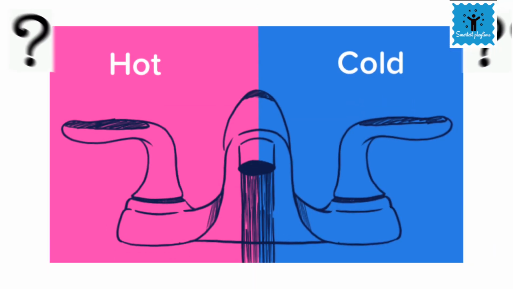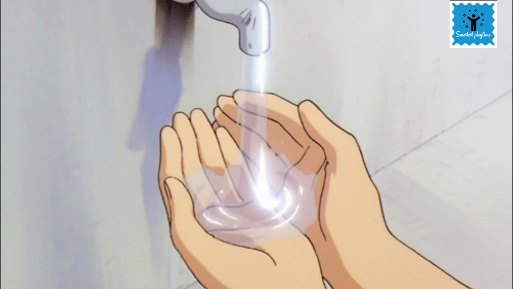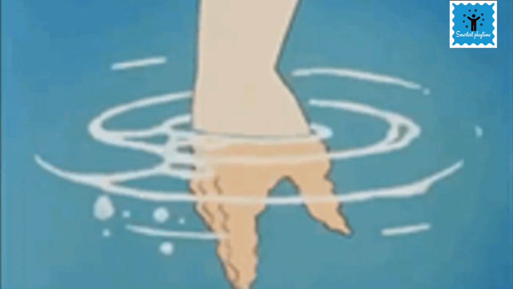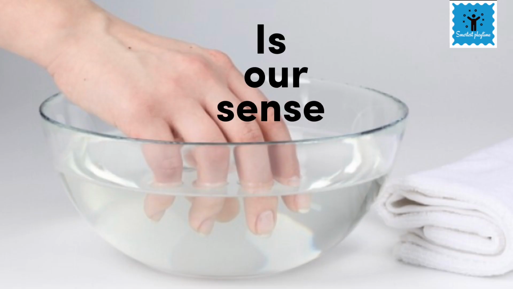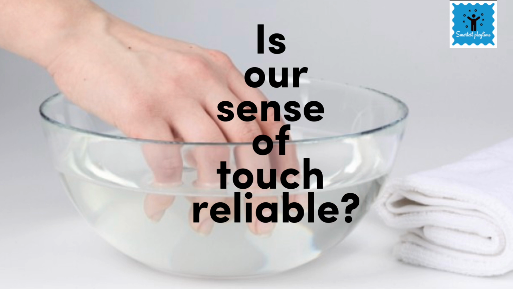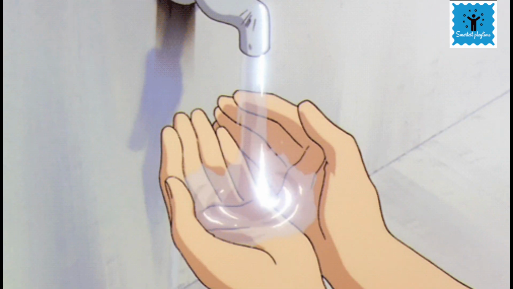So, if I ask you how to decide the relative hotness and coldness of an object, then the first answer comes as simply by touching it. But our sense of touch is not enough in telling us whether an object is really hot or cold. Let's find out whether our sense of touch is reliable or not with the help of a simple activity.